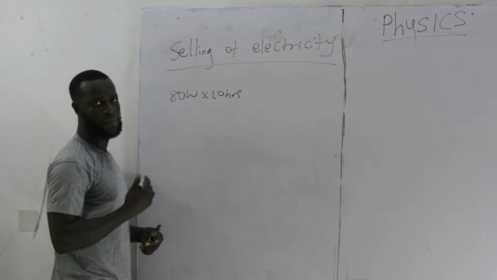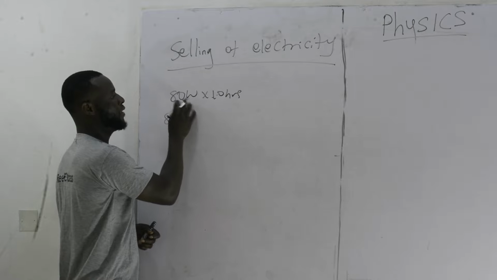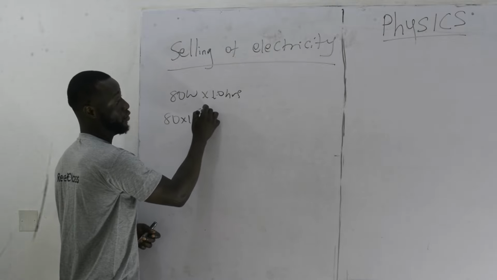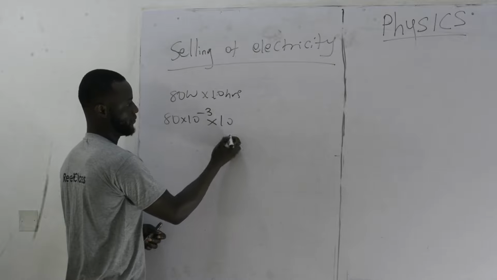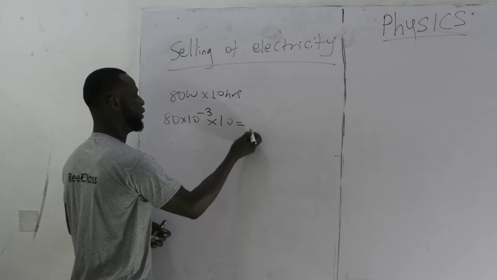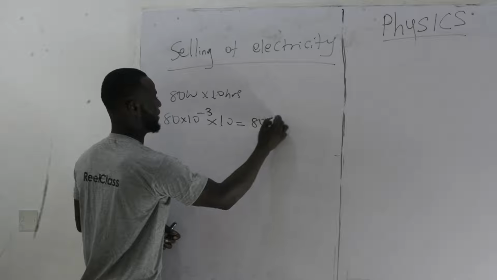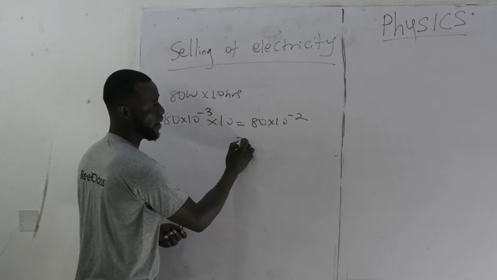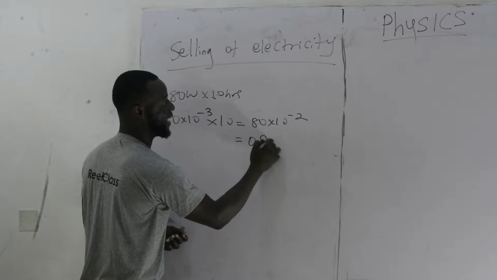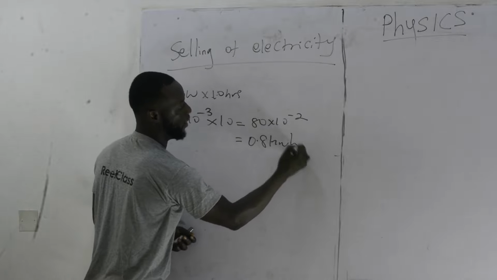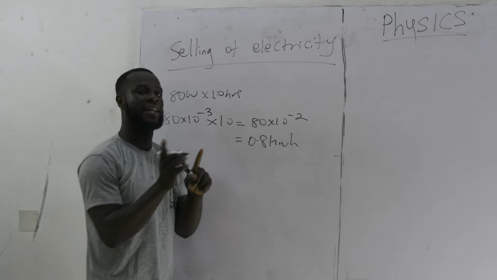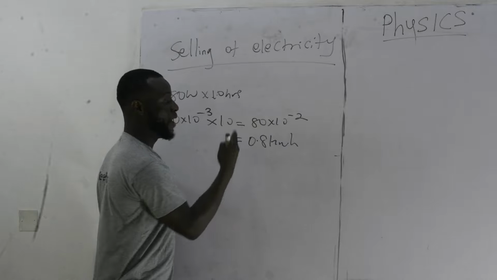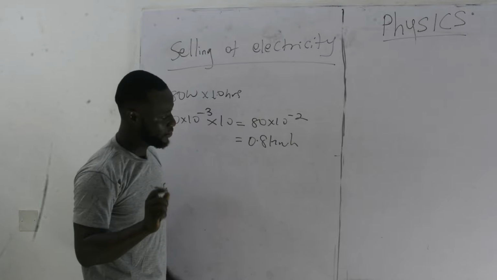So let's run that magic and see what it's going to look like. If I convert this to kilowatts, I divide by 1,000. We simply are saying 10 raised to the power minus 3 times 10 hours. This basically will give me 80 times 10 raised to the power minus 2, and that will be 0.8 kilowatt hour. So if the person were to run this fan for 10 hours, the person would have consumed about 0.8 kilowatt hour of electricity.